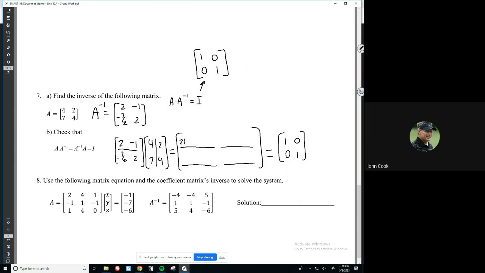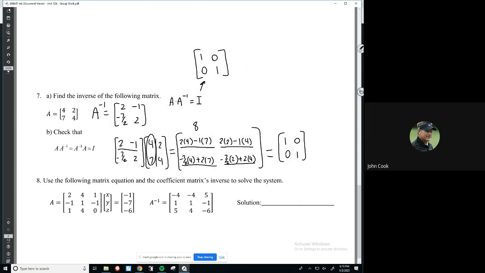So 2 times something minus 1 times something, and then 2 times something minus 1 times something. And then the bottom row, that's -7 halves times something plus 2 times something. And then the columns, so 4 and 7, that would go in column number 1, 4 and 7. And then 2 and 4 for the other one. And you'll be able to show it.